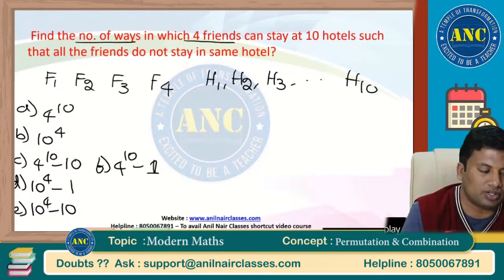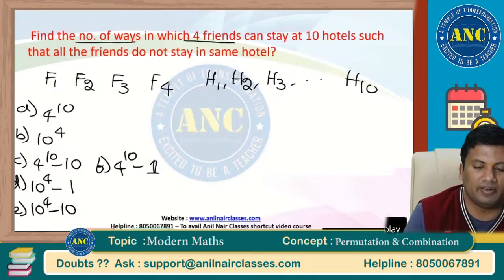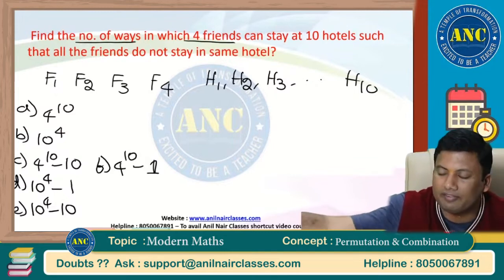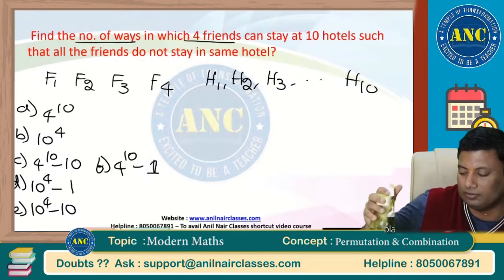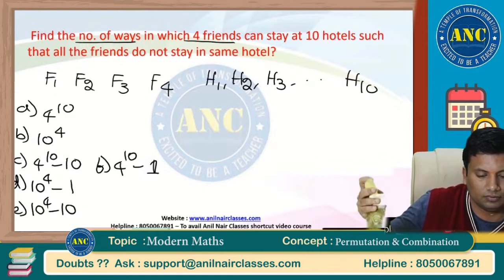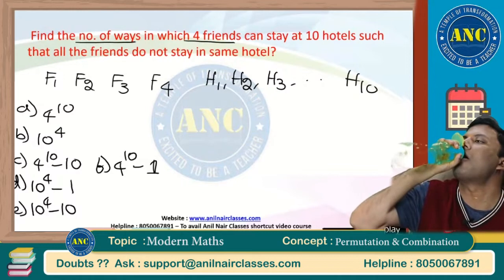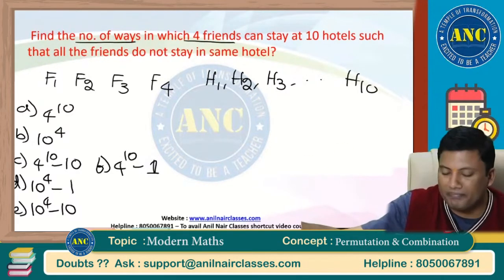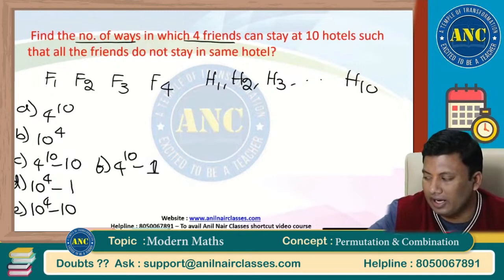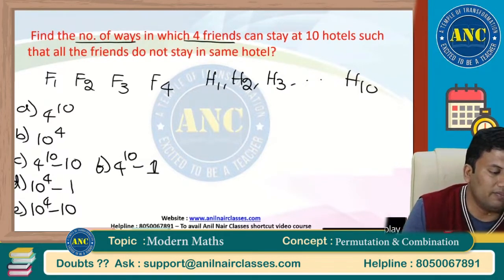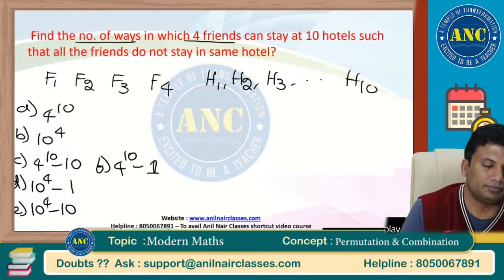Very, very good question. Find the number of ways in which 4 friends can stay at 10 hotels, where all the friends do not stay in the same hotel. Everybody kindly give the answers, sir.